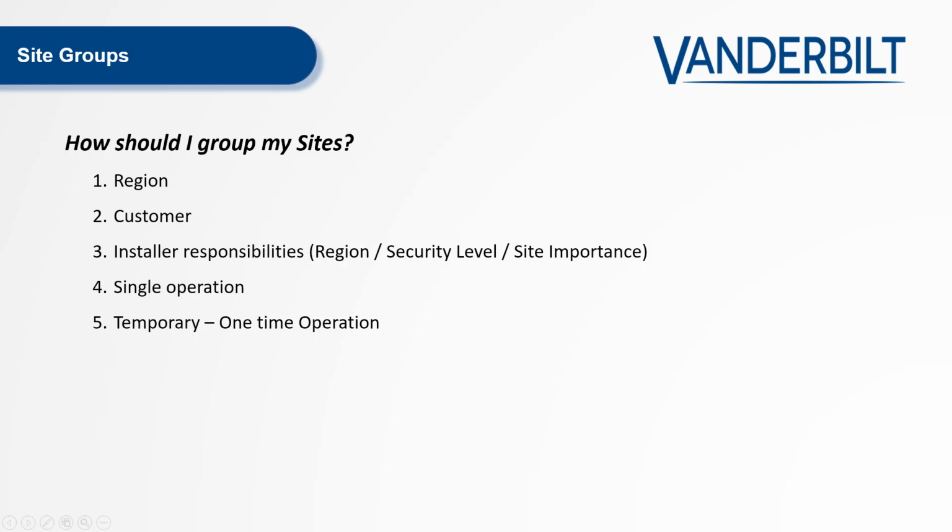In terms of looking at site groups and what people do, the most common way site groups are configured is really by region. And that often determines what installers have access to a site. So it could typically be a region within a country where different installers might have access to different regions within a country. Other ways include customers. There might be key customers that certain installers need access to. And installer responsibilities tends to be a big one. It tends to follow region or security level or customer or site importance. Single operation, as I said with my firmware upgrade, is very common. And temporary one-time operations are also very common.